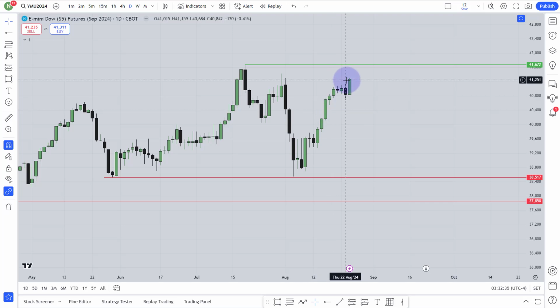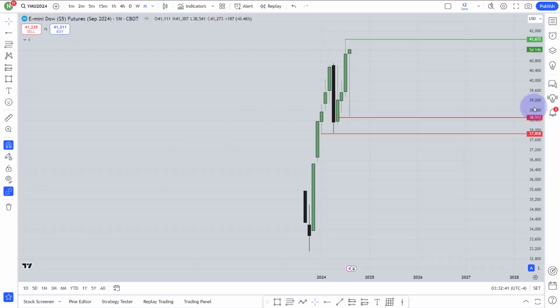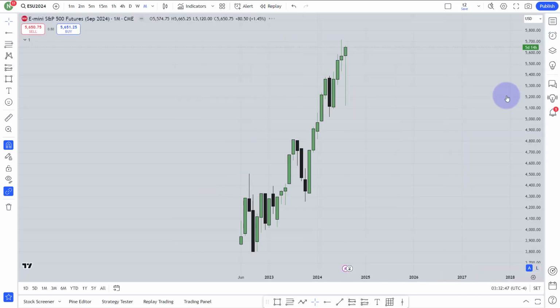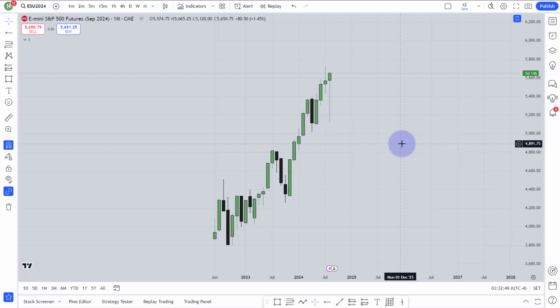So when it has done this run, it should keep going higher and take that all-time high. So from the monthly chart, as you can see, Dow Jones is going for that all-time high. I would love to go to E-mini S&P. So from E-mini S&P, how does it look?